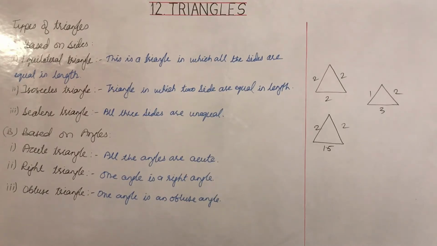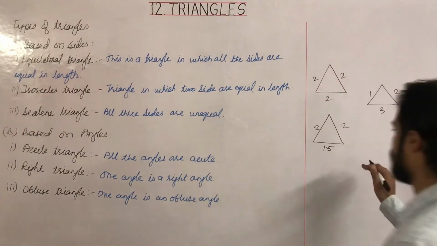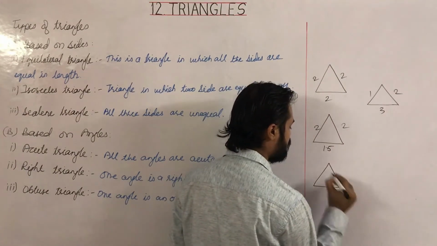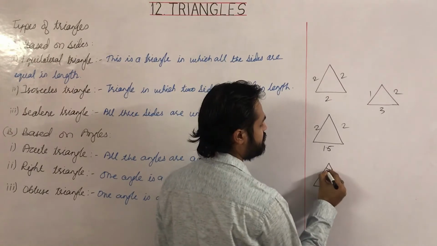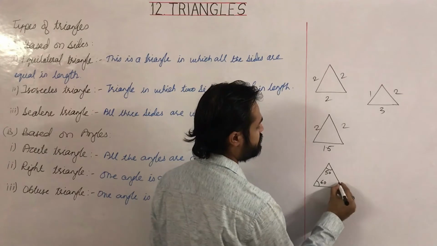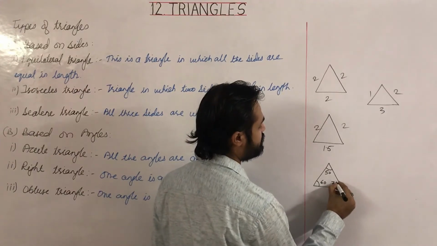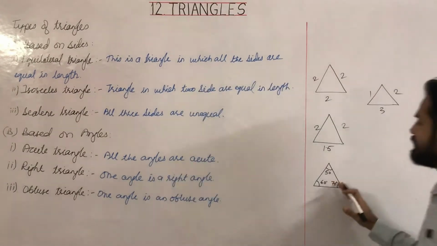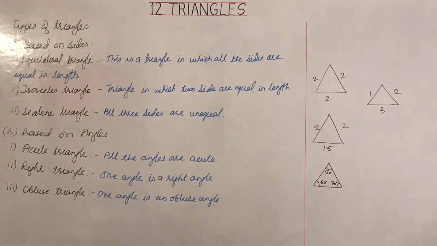Next, classification based on angles. Acute triangle or acute angle triangle. All the angles are acute. Now, if all three angles of a triangle, say this is 50, this is 60, and say this is 70. So all three angles of a triangle are less than 90 or acute. This type of triangle is known as acute triangle.